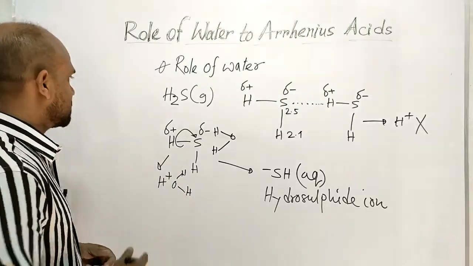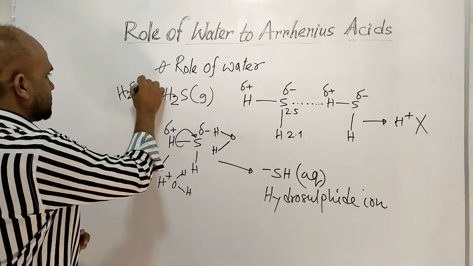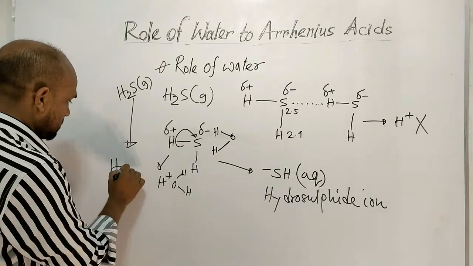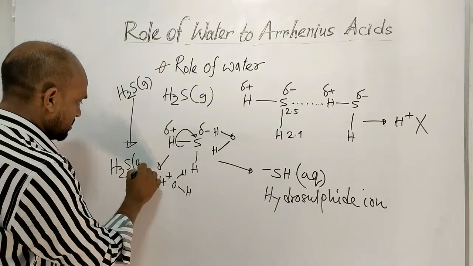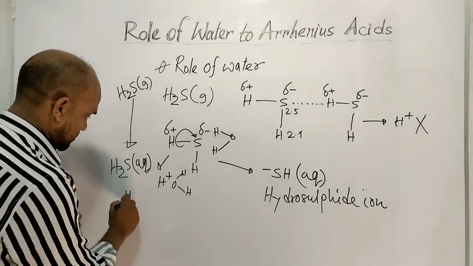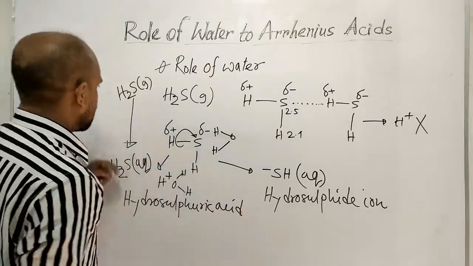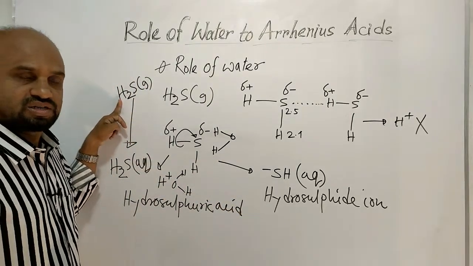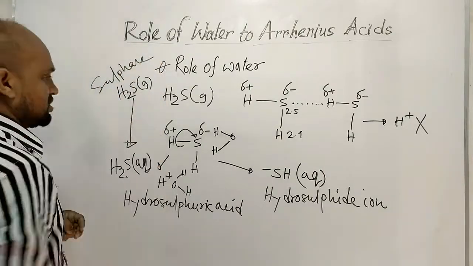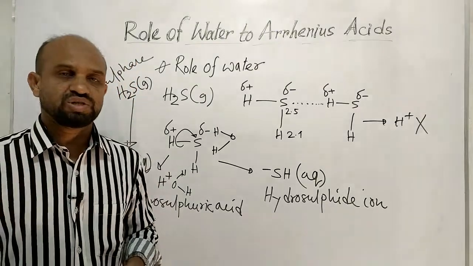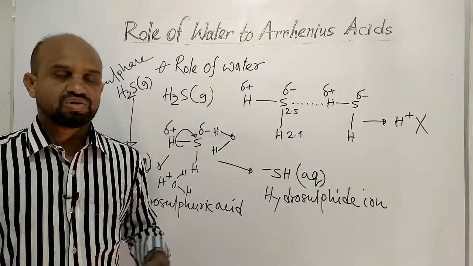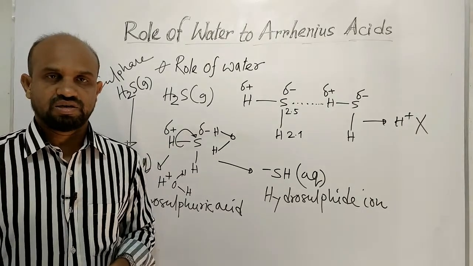One thing should be mentioned here, that is, this is gas. When it is dissolved in water, then the solution is symbolized by this, and its name is hydrosulfuric acid, and this is hydrogen sulfide, and its another name is sulfane. So this is all about hydrogen sulfide, which in presence of water can produce protons. So hydrogen sulfide is a kind of Arrhenius acid.